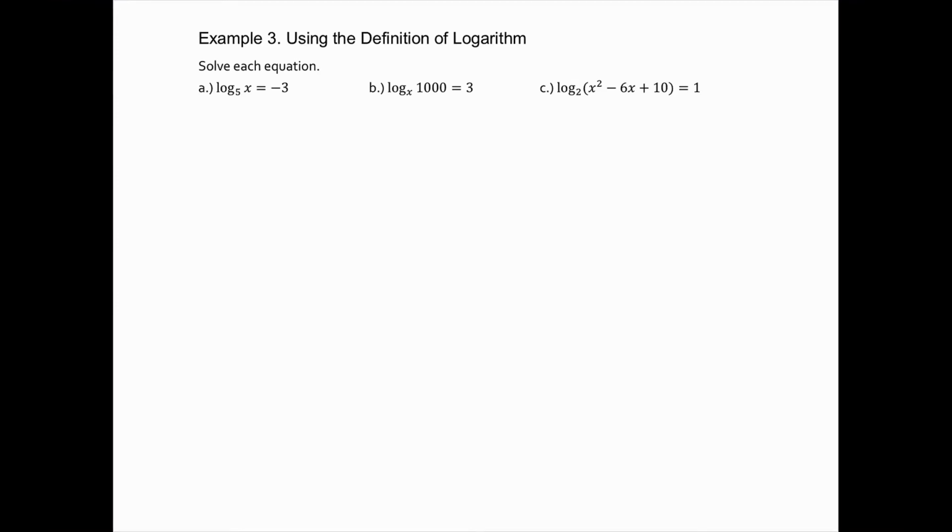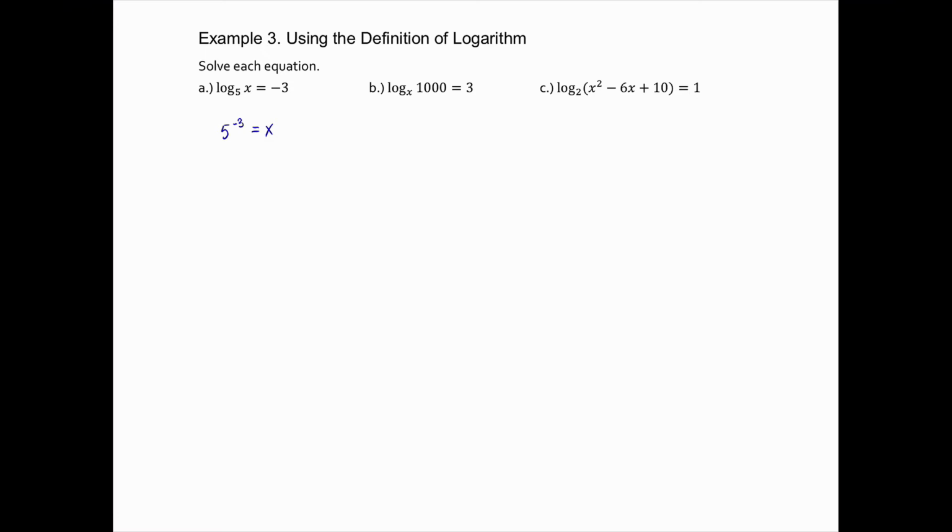We will now use the definition of the logarithm to solve logarithmic equations. Again, solving just means we have to isolate our x. So in example A, we have log base 5 of x is equal to negative 3. In order to isolate my x, I'm just going to switch it to its exponential form. So the base here is 5. So 5, I go to the other side to get the negative 3, and that would be equal to x.